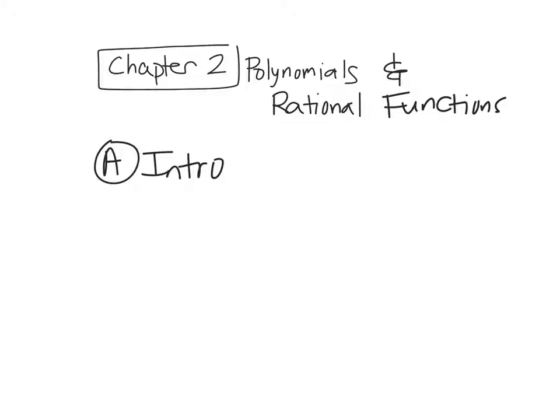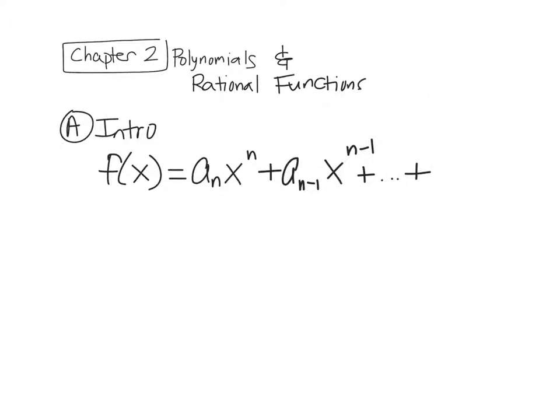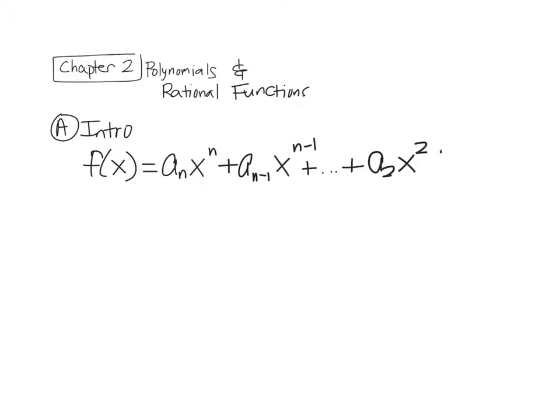Okay, so what is a polynomial? Well, polynomials look like this. f of x equals a sub n x to the n plus a sub n minus 1 times x to the n minus 1 plus dot dot dot all the way down to a sub 2 x squared plus a sub 1 x plus a sub 0. All right, that's horrible, right? I know. It's really bad. So that's a polynomial. It could be really long.